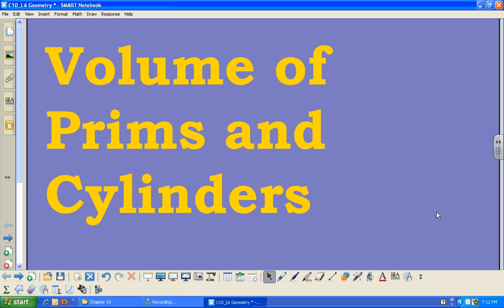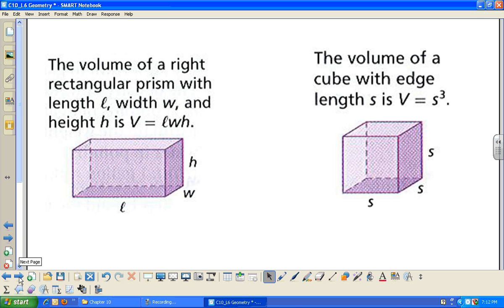Volume of prisons and cylinders. When we're talking about volume, it's saying how much can fit into the 3D shape. The volume of a right rectangular prism with length L, width W, and height H would be length times width times height. The volume of a cube would be S cubed, because in a cube, each side length is S.